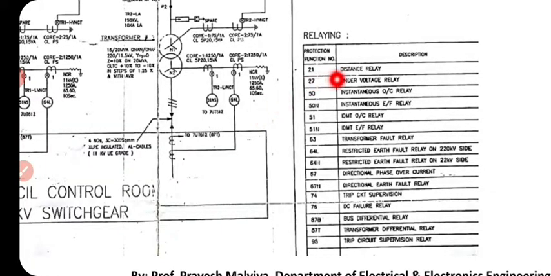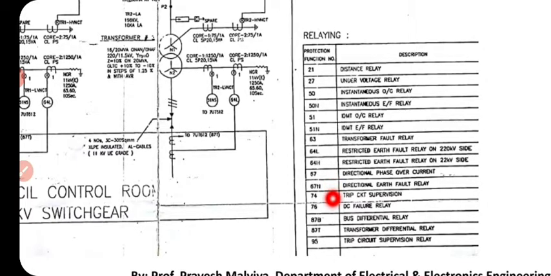For example, 21 says it's a distance relay. 27 is an under voltage relay. 50 is an instantaneous overcurrent relay. 50N is an instantaneous earth fault relay. 51 is IDMT, inverse definite minimum time overcurrent relay. 51N stands for IDMT earth fault relay, and 63 stands for transformer fault relay. 64L stands for restricted earth fault on the 220 kV side, and 64H stands for restricted earth fault relay on the 11 kV side. 57 is a directional phase overcurrent relay. 67 is a directional earth fault relay.